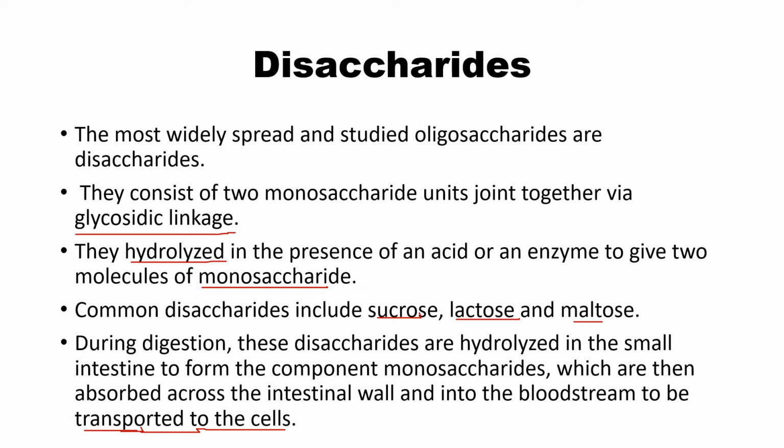Disaccharides are not directly absorbed in the small intestine. First of all, they are hydrolyzed into monosaccharides, and then they cross the cell membrane or wall of the intestine and are transported to the cells through the bloodstream.